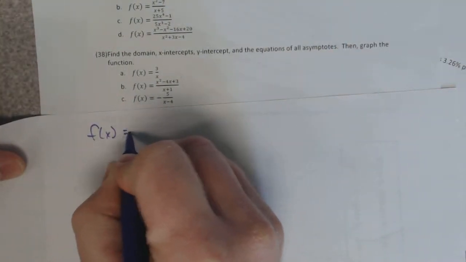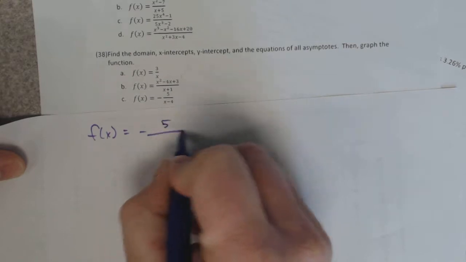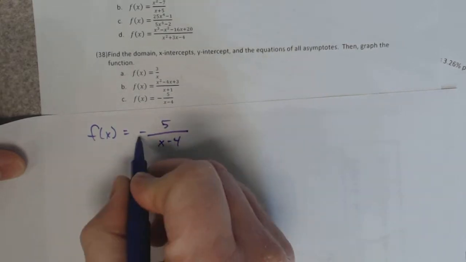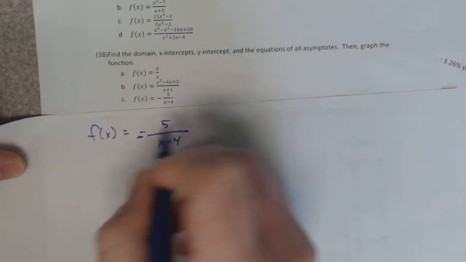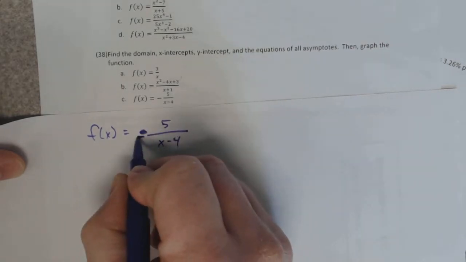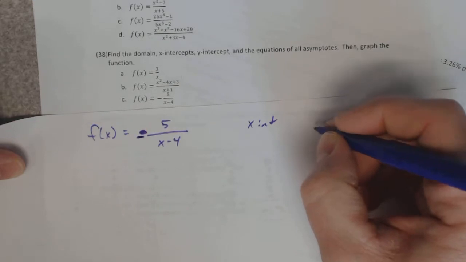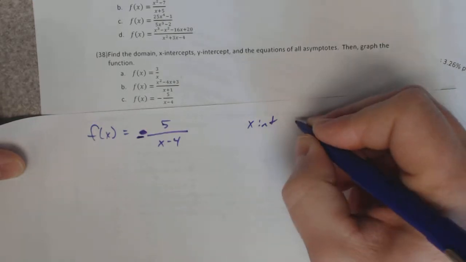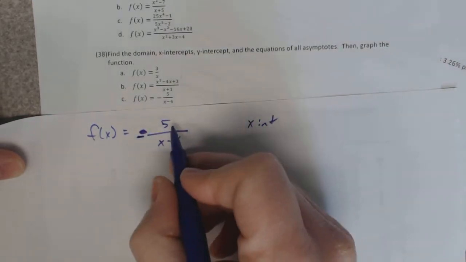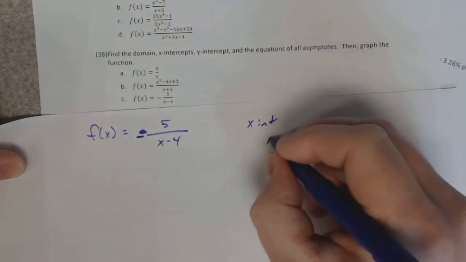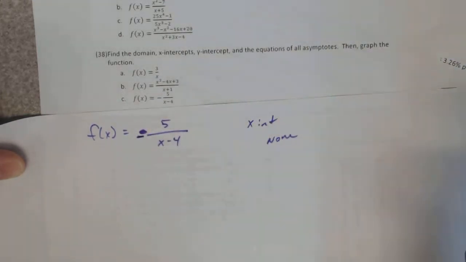f of x equals negative 5 over x minus 4. The negative's supposed to go out here in the front. You can put it on the 5 if you want, I'll just leave it right there in front. Remember my x-intercept? We set the top equal to 0. I can't set the top equal to 0 here, so there's no way to get a 0 on the top.